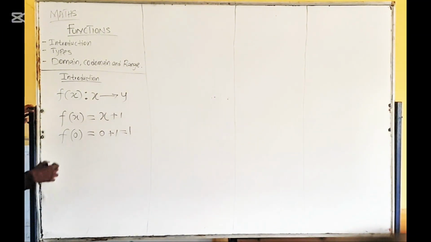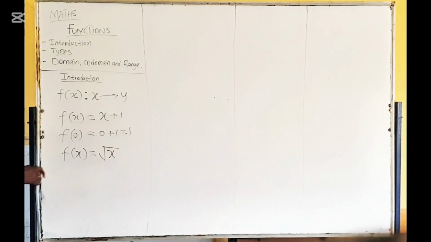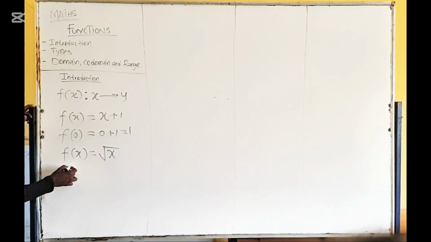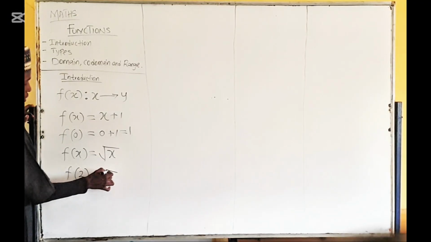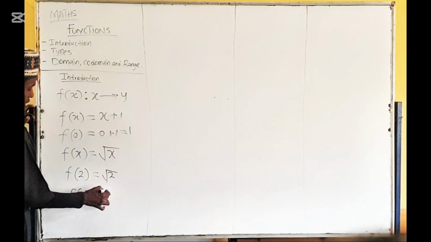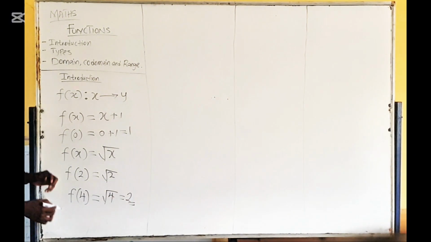For example, let me give another example of function. Let's say f of x is equals to square root of x. This function is what is typically in our calculators, because it is saying whatever you insert as x and you put it in this function, it will evaluate square root of x. For example, if I now try to evaluate what is f of 2, f of 2 will just be square root of 2. If I try to evaluate what is f of 4, f of 4 will be square root of 4, and we know that square root of 4 is 2. I hope you are getting what I'm saying.